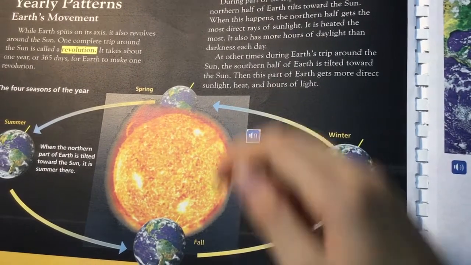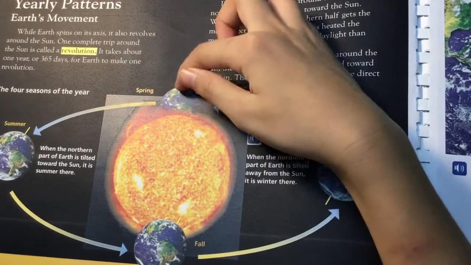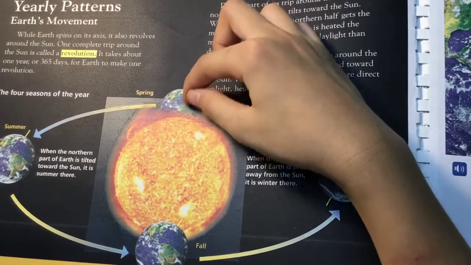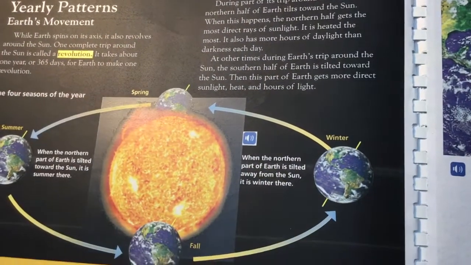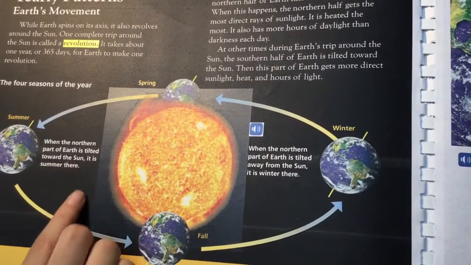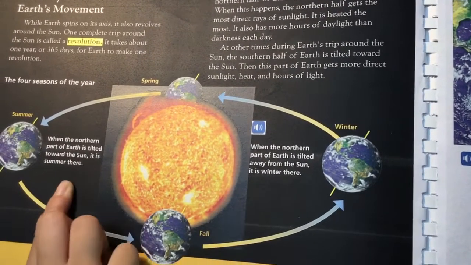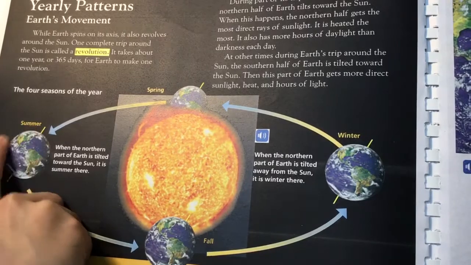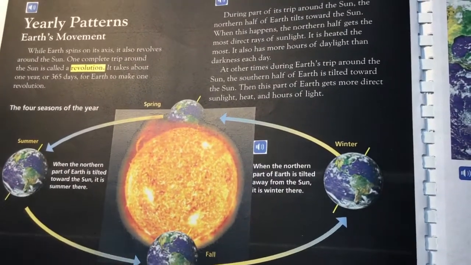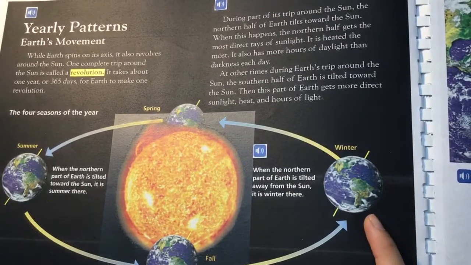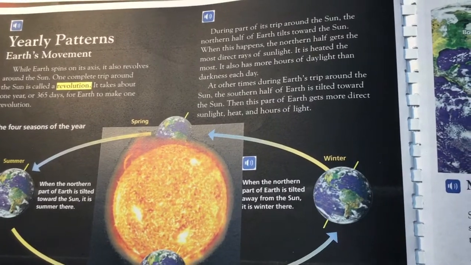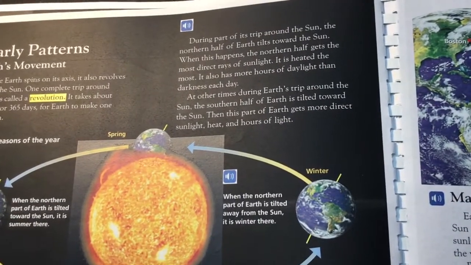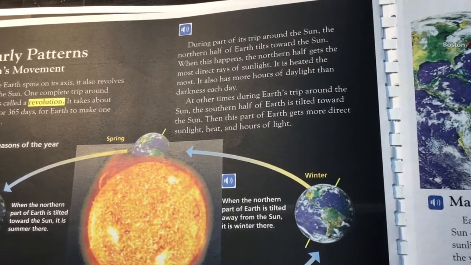Here, in the spring, I think it's closer to the sun. And when it goes to here, when the northern part of the Earth is tilted toward the sun, it is summer there. Here is summer. And then in the fall to the winter. Oh, now here it's winter. No, fall. Here is the fall. Oh, yeah, I forgot.